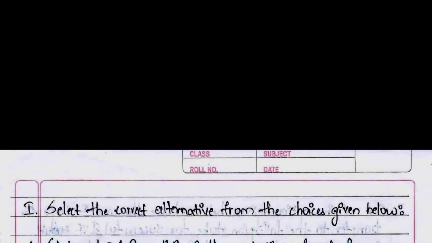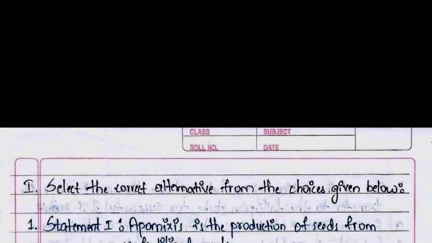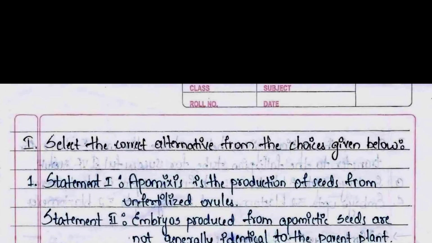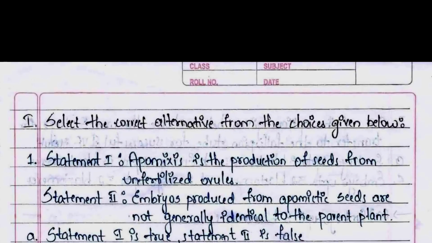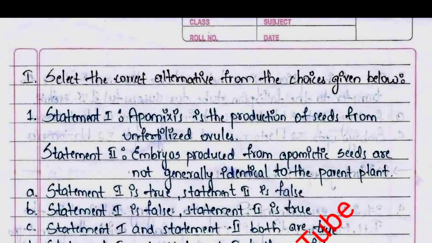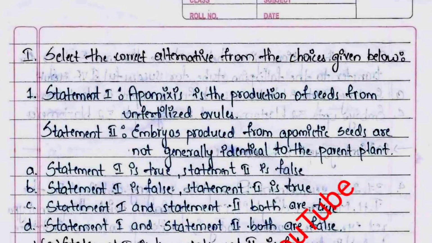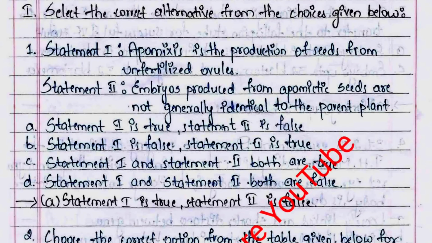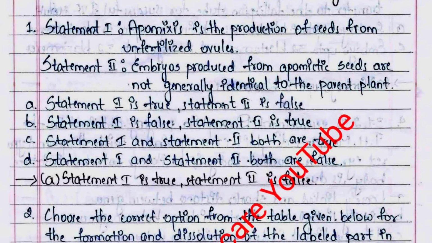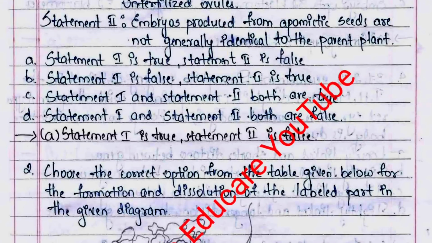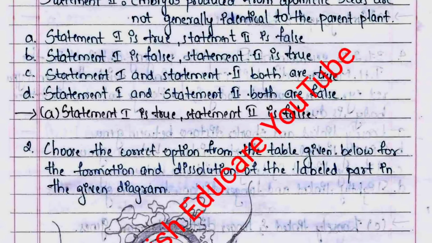Part A, first bit. Select the correct alternative from the choices given below. First, statement 1: Apomixis is the production of seeds from unfertilized ovules. Statement 2: Embryos produced from apomictic seeds are not generally identical to the parent plant. A. Statement 1 is true, statement 2 is false. B. Statement 1 is false, statement 2 is true. C. Statement 1 and 2 both are true. D. Statement 1 and 2 both are false. The answer is A. Statement 1 is true, statement 2 is false.